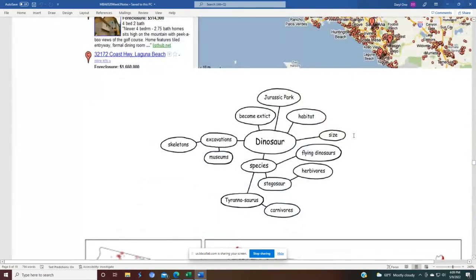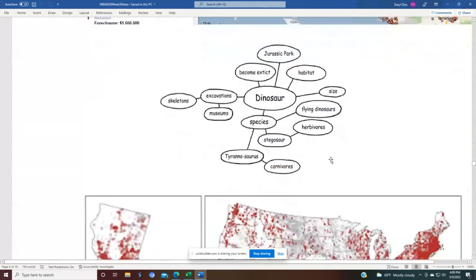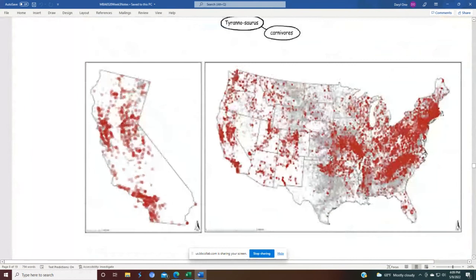Here's another cluster map showing dinosaurs. Here's another cluster map. This one looks a little bit blurry to me, but here's another cluster map. And again, I don't know what the label of this cluster map is, but it's showing California and the United States.